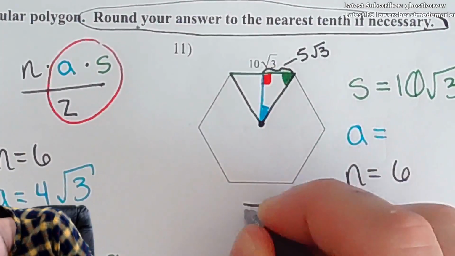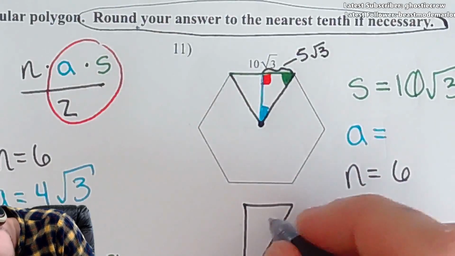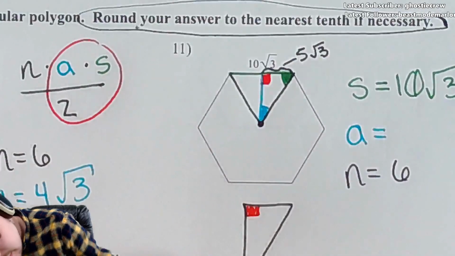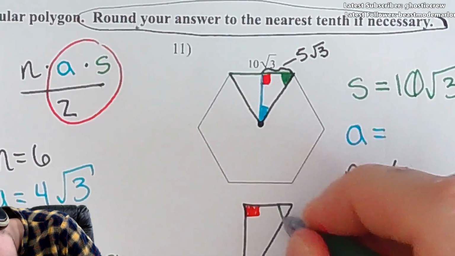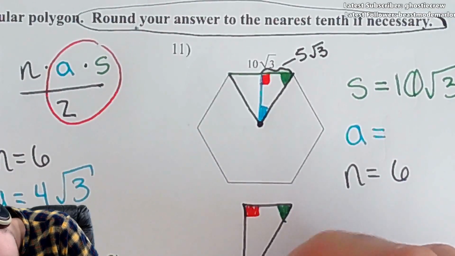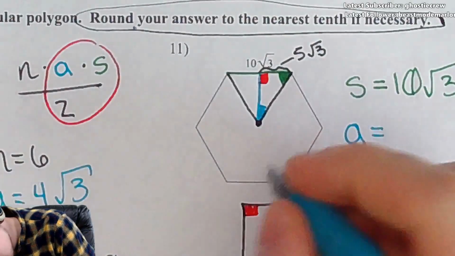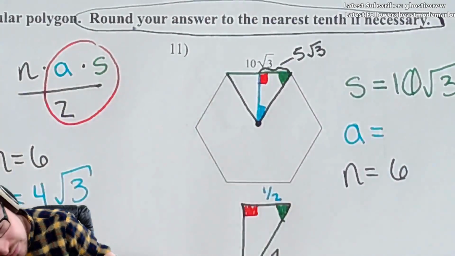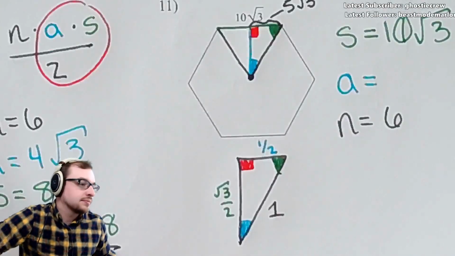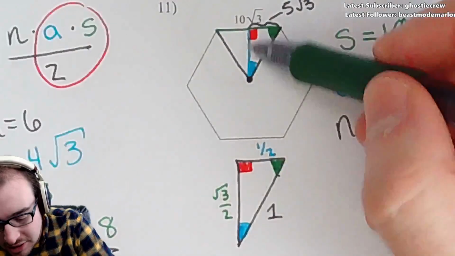So our base triangle is, if this is 90, this is 60, this is 30. If the hypotenuse is 1, the opposite of 30 is one half, and this is root 3 times a half, so root 3 over 2. So what we need to figure out is this side right here.